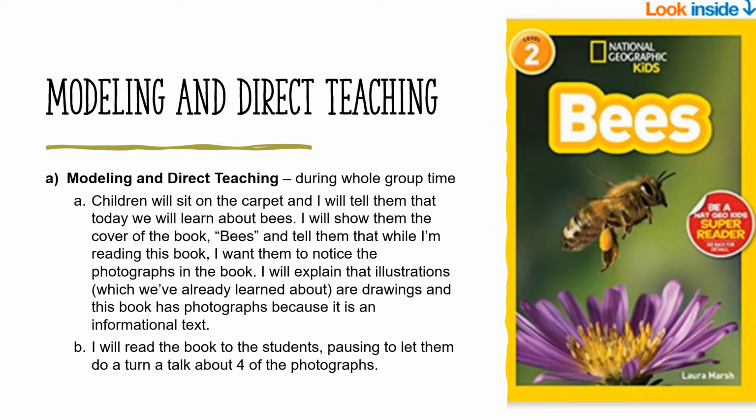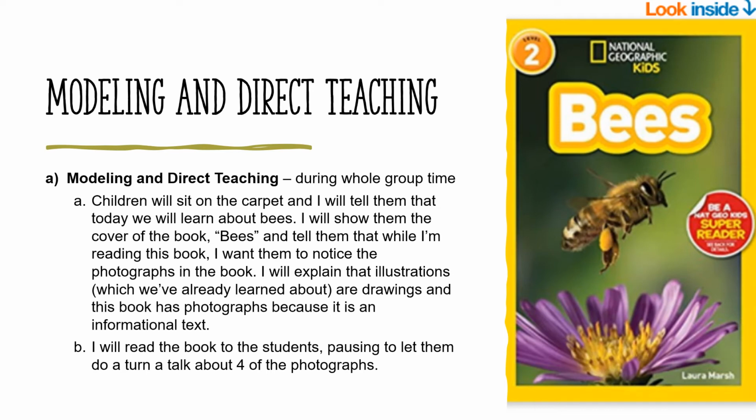The next thing is the modeling and the direct teaching. This is my little mini lesson. And again, as you notice in our textbook, this should be about 5 to 8 minutes. So what I'm going to do is I'm going to have them sit on the carpet, and I'm going to show them the cover of the book that I picked out, which is Bees. And I'm going to tell them that while I'm reading this book, I want them to notice the photographs in the book, because that's my objective, right? So this has to go along with my objective.